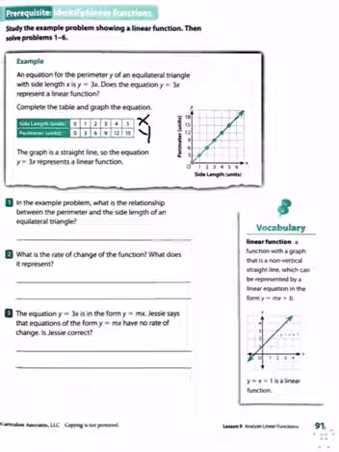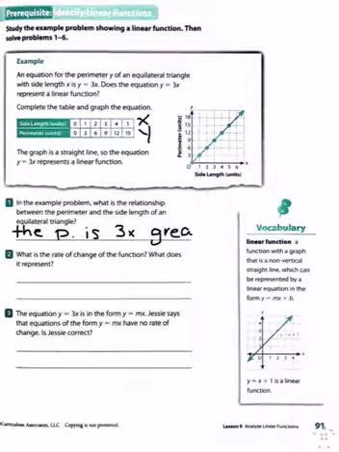So in problem number 1, it says, in the example problem, what is the relationship between the perimeter and the side lengths of an equilateral triangle? So what do you notice about the side lengths and the equilateral triangle? You should notice that the perimeter is 3 times greater than the side lengths.